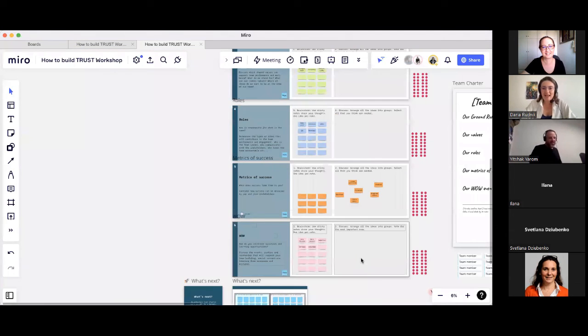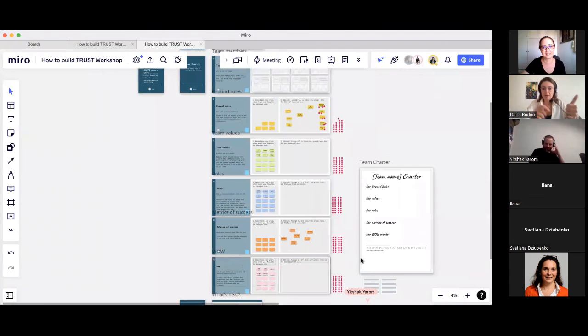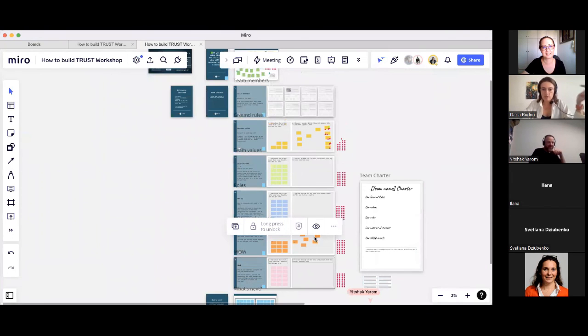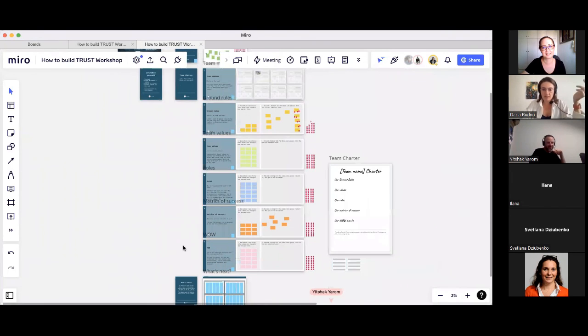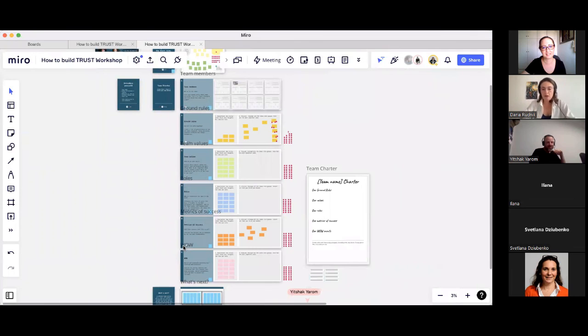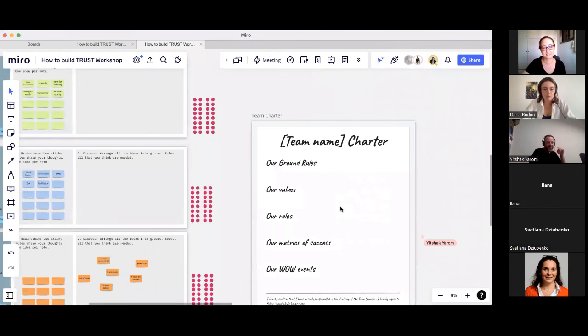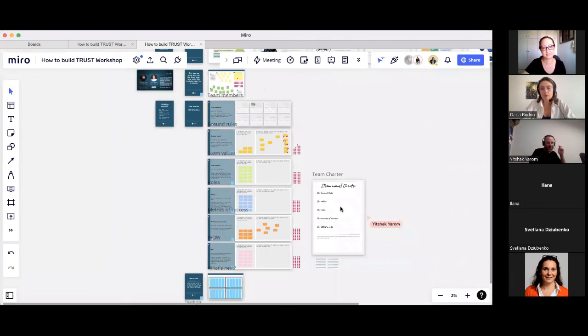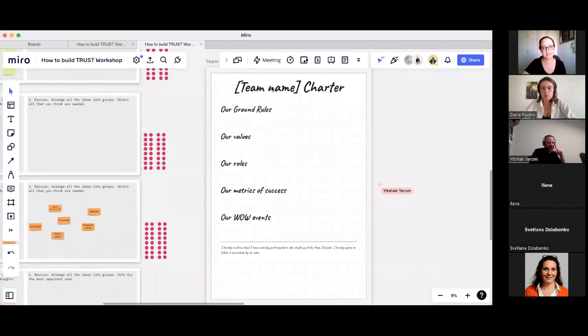So that's how the team charter looks, when you have the team members, the rules, team values, roles, metrics of success, and those wow events. What you might want to do is make a nice poster of that. If you need that, you can print out the board, or you can put everything on this team charter. You put the name of the team. These are our ground rules. These are our values. These are the roles that we have on the team. These are our metrics of success, and these are our wow events.